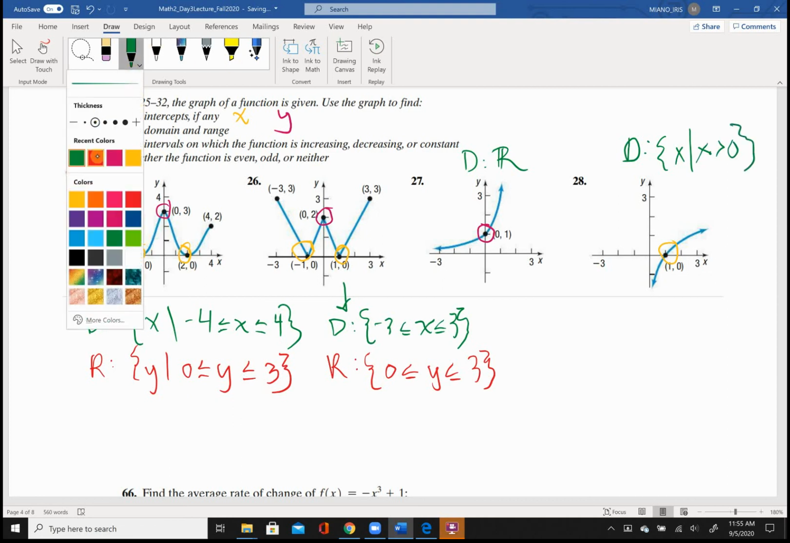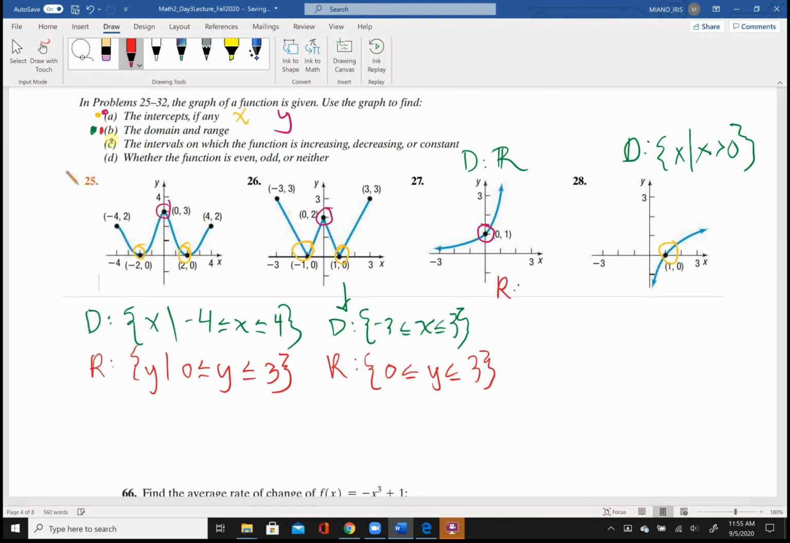Now going back to the range discussion for number 27, it looks like we are never going to cross the x-axis, so the range therefore will be y such that y is greater than 0. Cool, but for the range here, we seem to be spanning all of the possible values of y, so the range will be all reals.